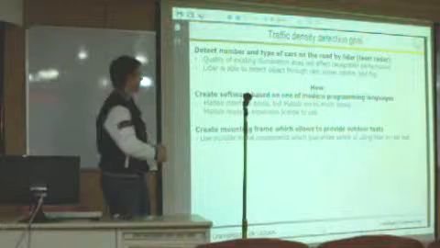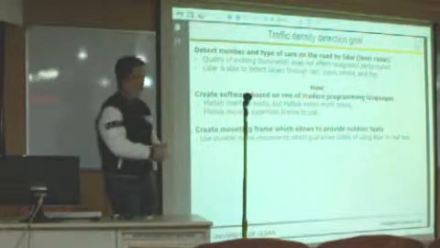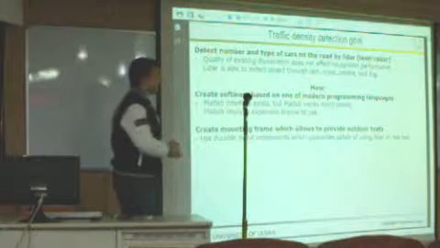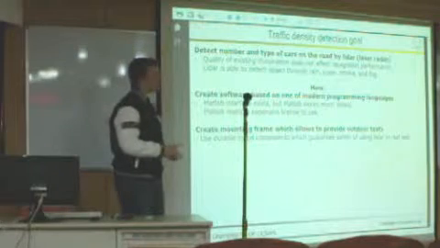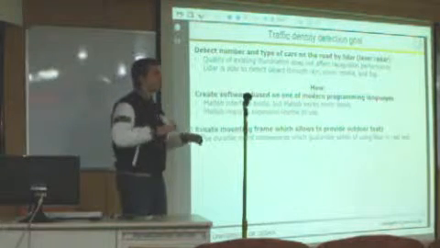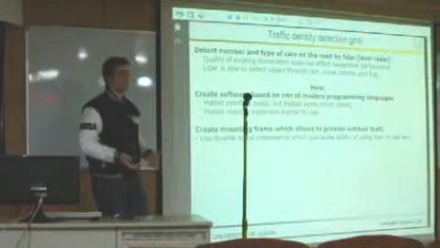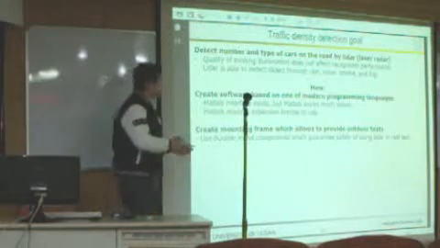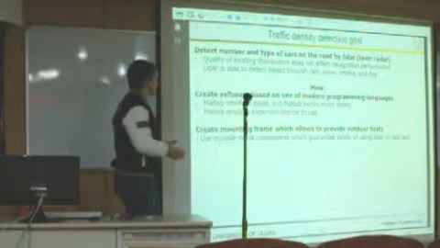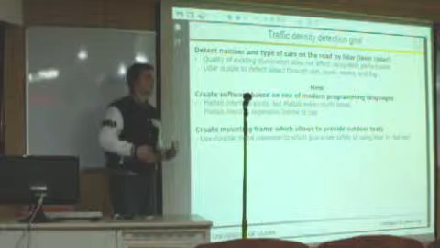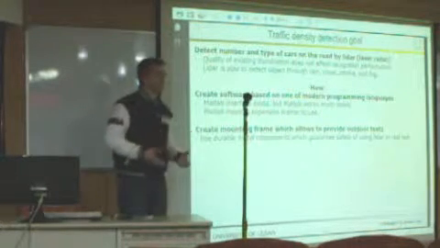And how to do it? I'm going to create software based on one of the modern programming languages. Now, a MATLAB interface exists for LiDAR, but MATLAB works much more slowly than any of the modern programming languages. And MATLAB requires an expensive license. And I'm going to create a mounting frame which allows outdoor tests. I will use durable metal components which guarantee safety of using LiDAR in real tests.